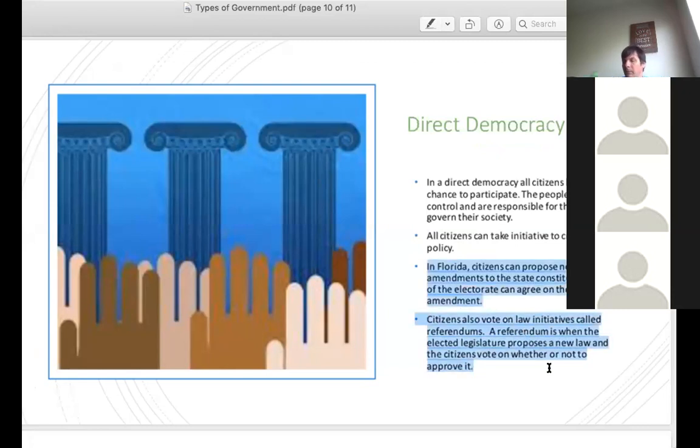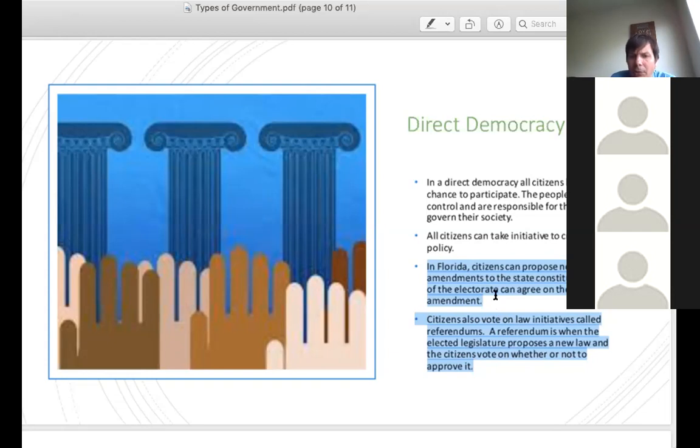In Florida, citizens can propose new amendments to the state constitution if 60% of the electorate can agree on the amendment. Citizens also vote on law initiatives. Initiatives are also called referendums. A referendum is when the legislature proposes a new law and the citizens vote on whether or not to approve it. Isn't that direct democracy? Yeah.